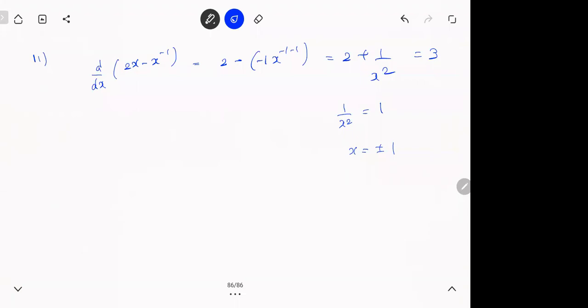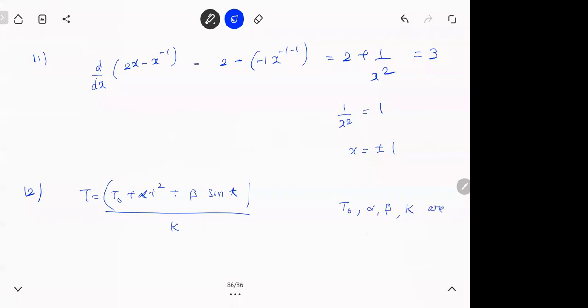11, 10, 12. 12 is a big verbal problem, but there's nothing there. If you see carefully, temperature of a body T is given by T naught plus alpha t square plus beta sine t. K is the Kelvin ray. Is it a constant? It's a constant. 4 by K, okay, that's a constant anyway. T naught is the temperature in Kelvin, so T naught is also constant. T naught, alpha, beta, K are constants.